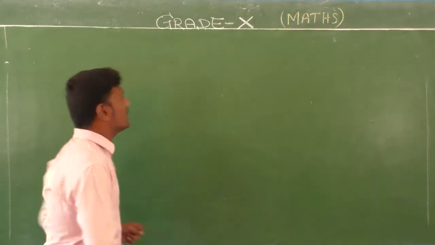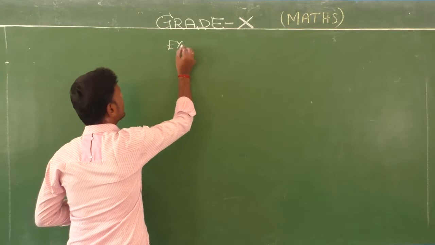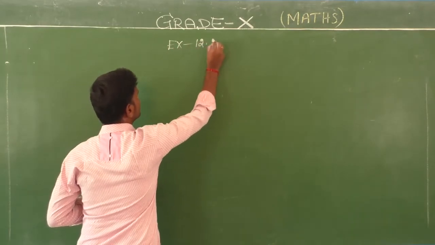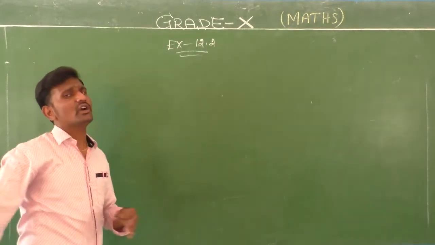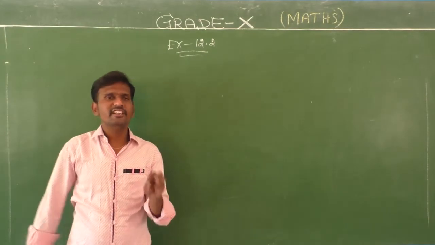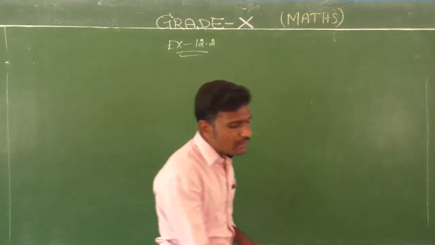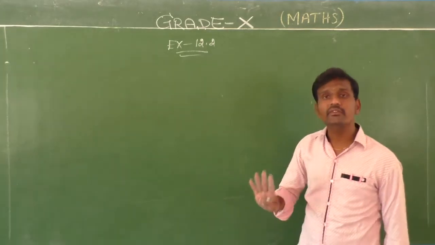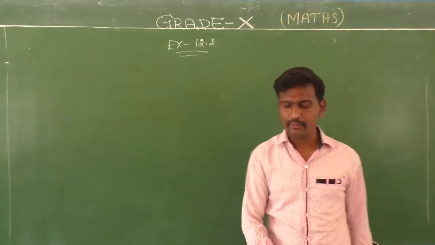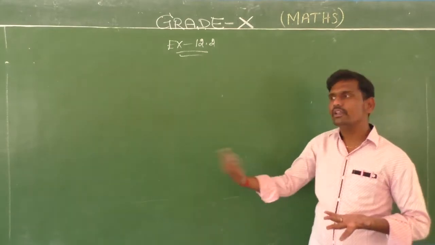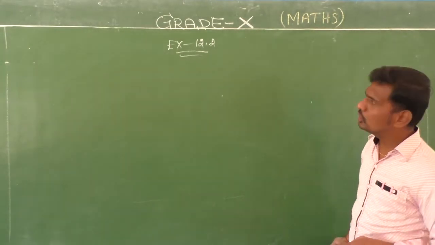Okay. Now, in areas related to circles, you have already completed the first exercise. It is a simple exercise for you, and the second exercise you have completed up to the sixth question in your previous class. Yes, students. Okay. Now let us continue with your exercise 12.2.